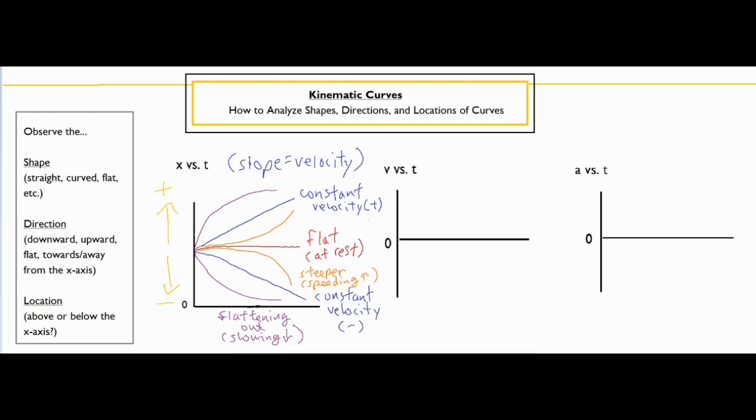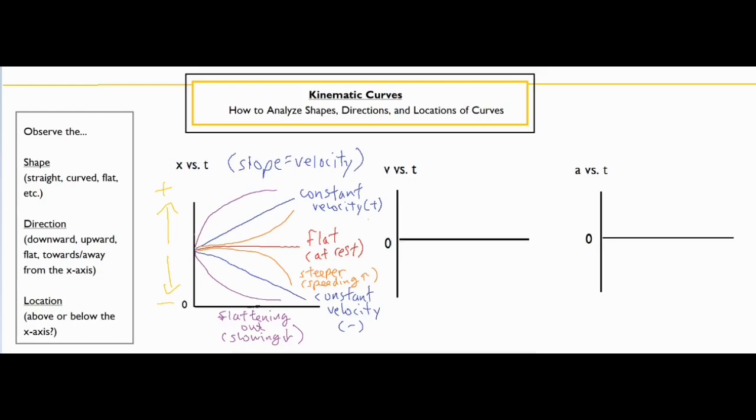Now let's move over to our velocity versus time graph. The rules for the velocity versus time graph are very different than the position versus time graph because it's telling you how fast it's moving at any given time. So this is just telling you the position. This is just telling you how far you are from the origin. This is telling you how fast you're going. So it's going to be very different as far as the rules go.